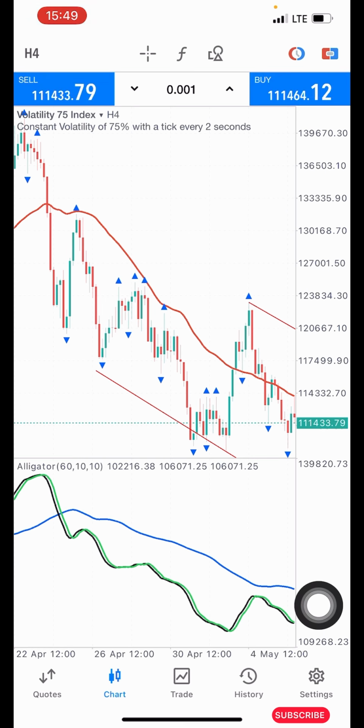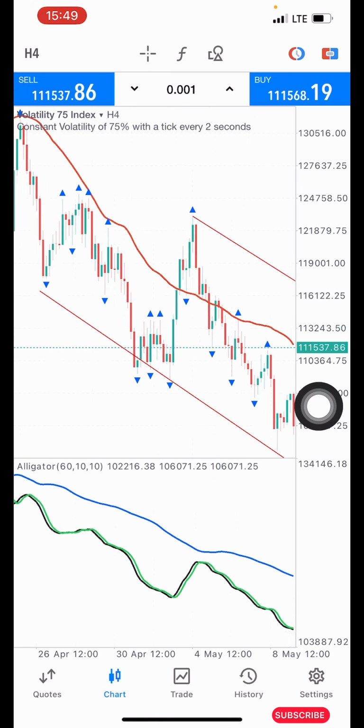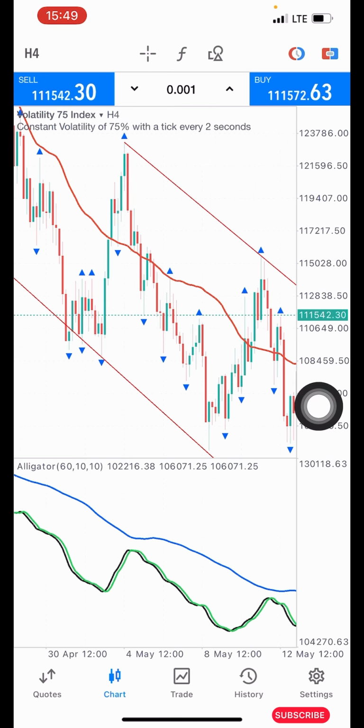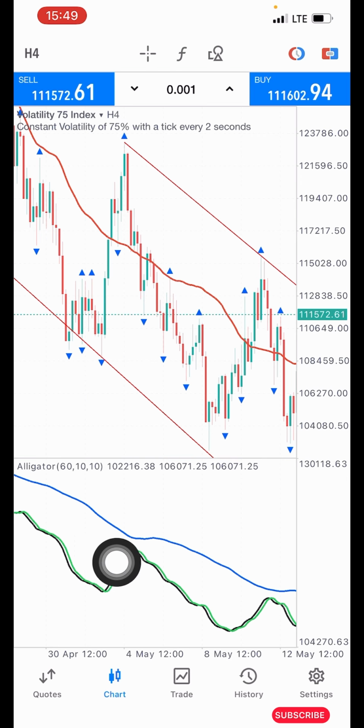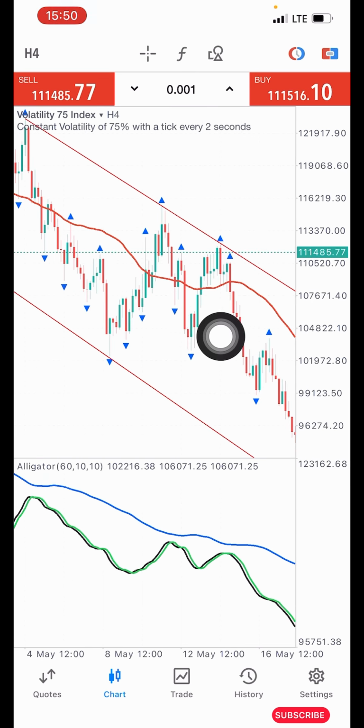All right, this is what the indicator is there to help you do. It's just to simplify everything for you. Even if you are a beginner, you don't need to use all these trend lines I'm using here. This here is to simplify everything for you. Right, so you can see the black and green line was below the blue line, signifying that we are in a downtrend.